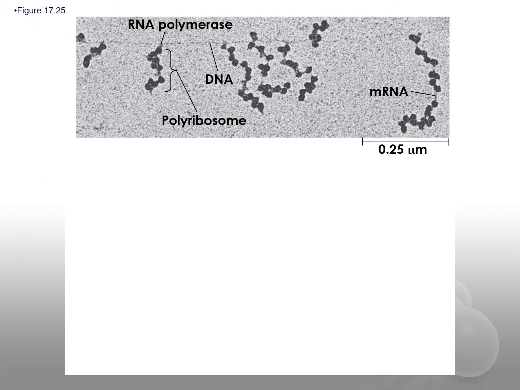Now let's talk about this simultaneous transcription and translation process. Here we can see that actually happen. We see beads on a string that represent the messenger RNA and the ribosomes. All of these beads on a string are hanging off another string, which represents the DNA. We have RNA polymerase, which is synthesizing the messenger RNA, which is the long string to which the ribosomes are attached. So you can see polyribosomes.